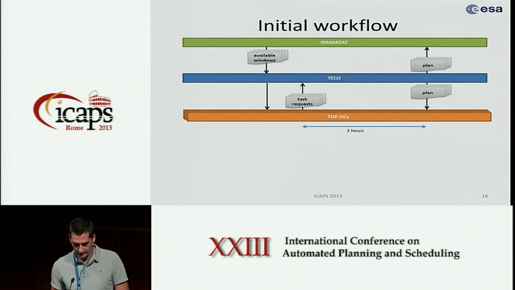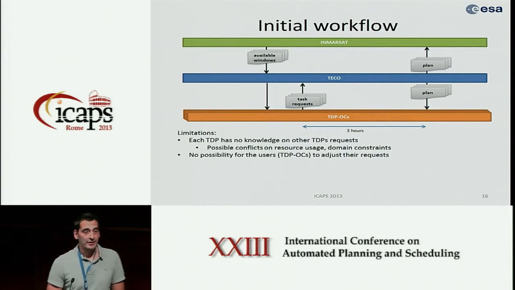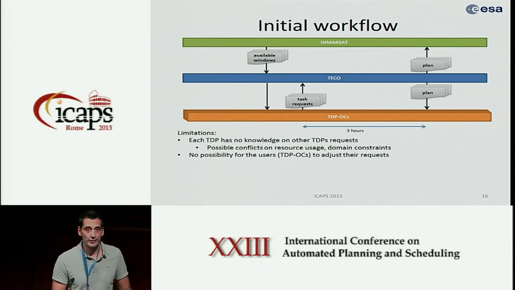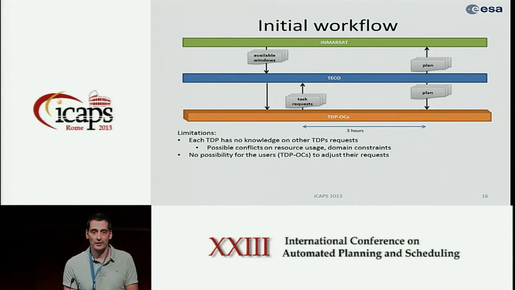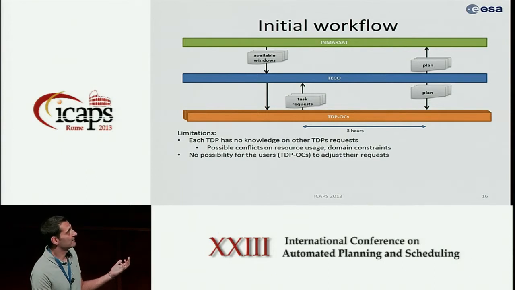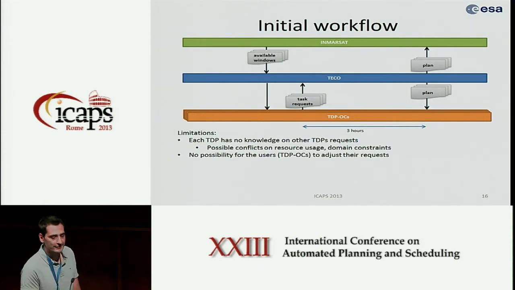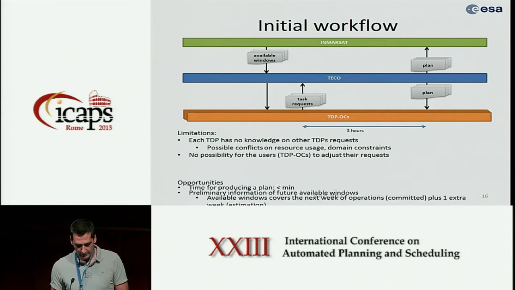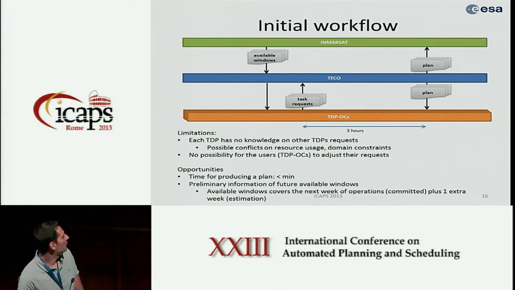So what we noticed first was that each TTP, each scientist, has no knowledge of the requests of the other scientists. And you see, not only can you have conflicts between the requests, but sometimes you actually need to coordinate experiments between different scientists. And also, once they submit their request, they receive a plan, they see their task was not allocated, and they don't have any chance to change their mind. So these were the limitations we found, but we also have some room for improvements.